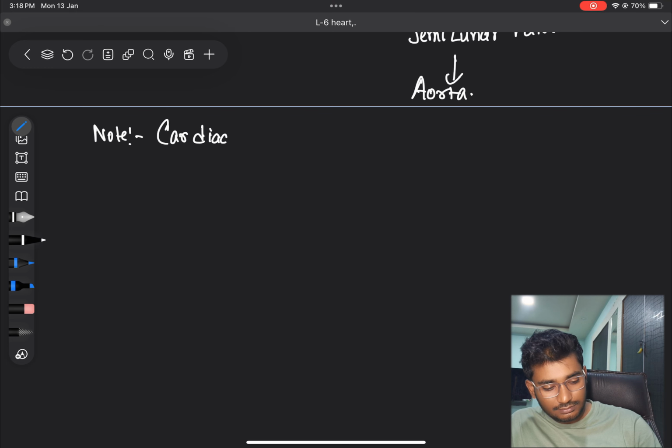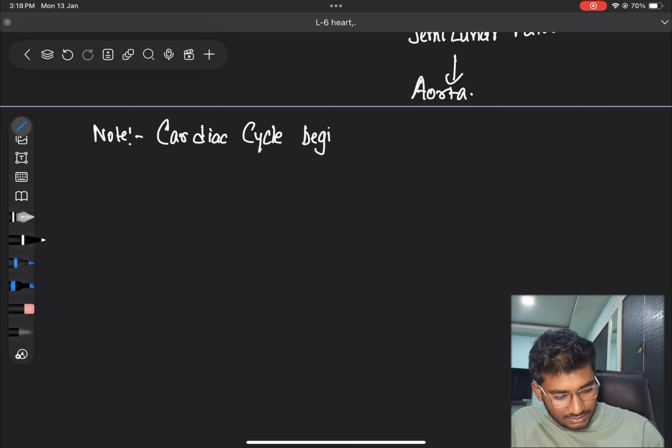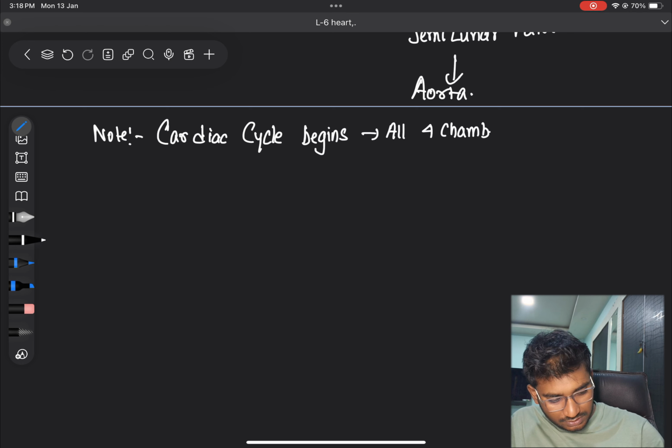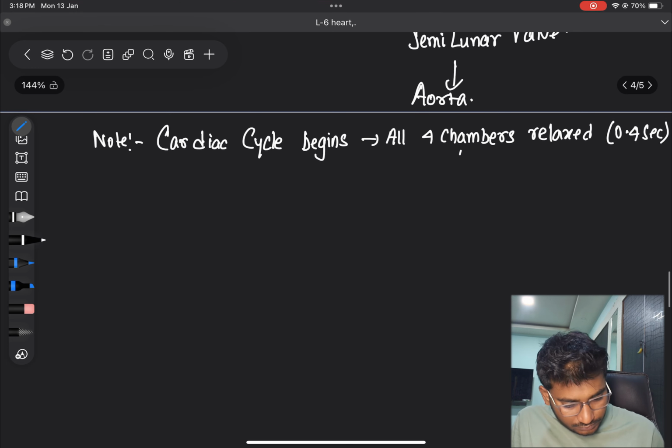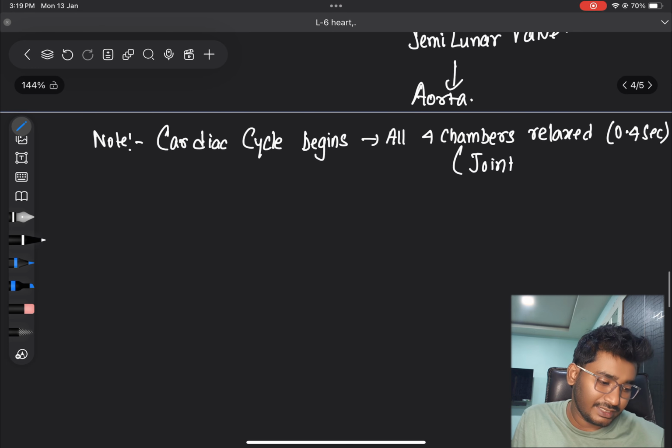Cardiac cycle begins, all four chambers relaxed, 0.4 second. It is also called the joint diastole. Joint means both atria and the ventricles are in diastolic condition.